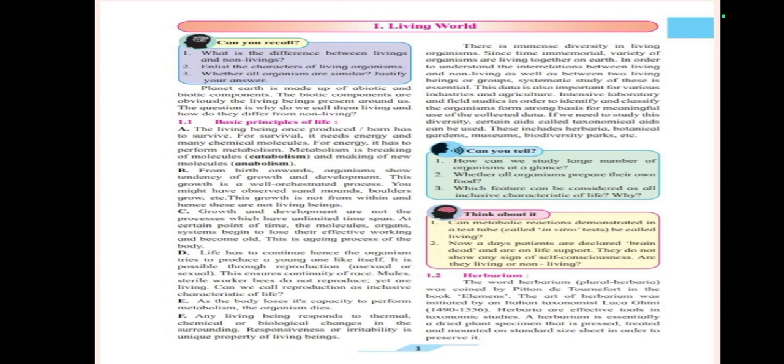Planet Earth is made up of abiotic and biotic components. The biotic components are obviously the living beings present around us. The question is, why do we call them living and how do they differ from non-living? 1.1 Basic Principles of Life.